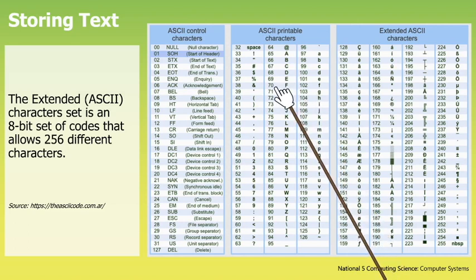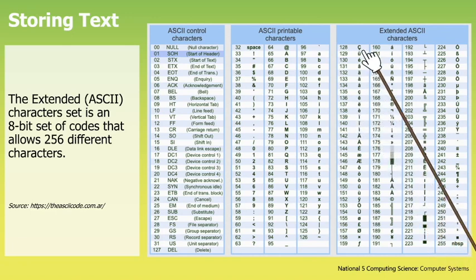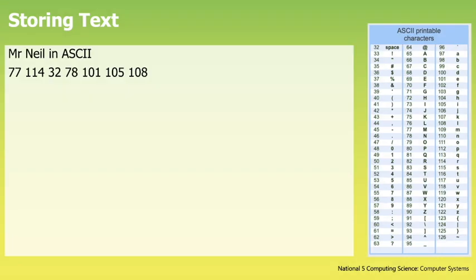So capital F is 70, lowercase r is 114. Above the number 128, we have all the special characters. These cover all your letters with accents for French, German and Spanish, etc. My name, Mr. Neil, in ASCII is 77, 114, 32, 78, 101, 105, 108. This is then converted to the binary equivalent of these numbers.